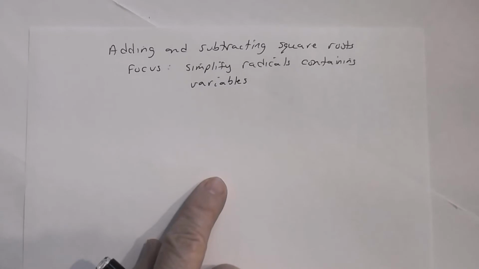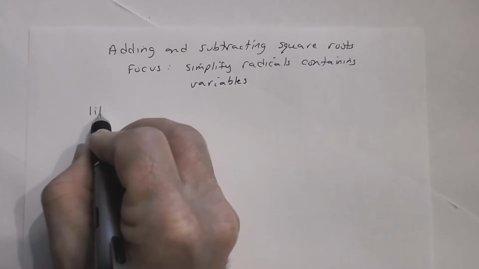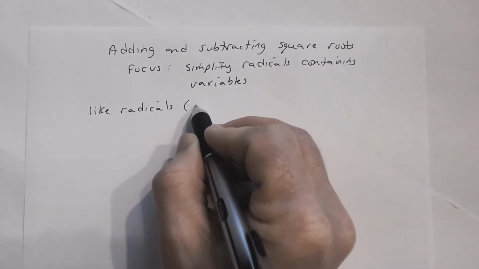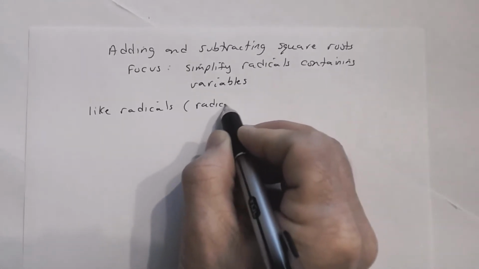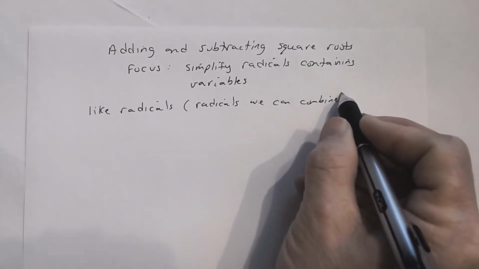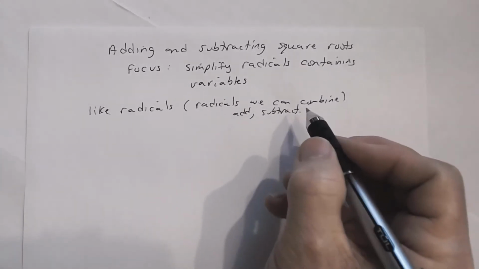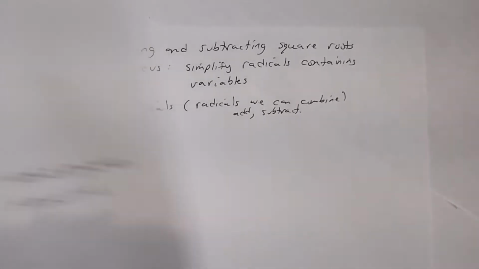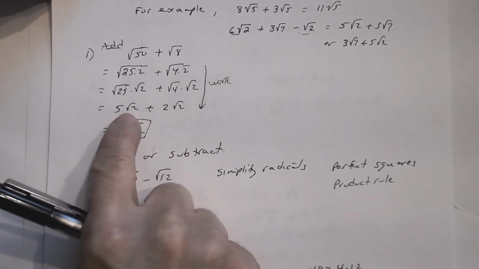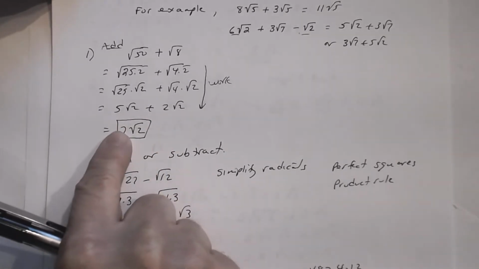Now, before we go on, it's important that we remind ourselves what we mean when we say like radicals. Remember, like radicals are radicals we can combine. And when I say that, I mean adding and subtracting. So I either add or subtract. In other words, if you go back to the previous lesson, the very first one we looked at, these are like radicals because now I can add those. 5 square root of 2 plus 2 square root of 2 is 7 square root of 2. So that means I can combine them into one term. That's what that means.